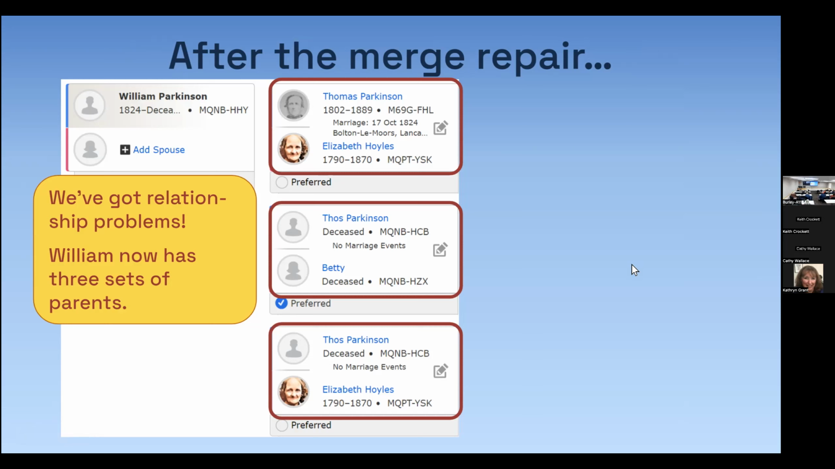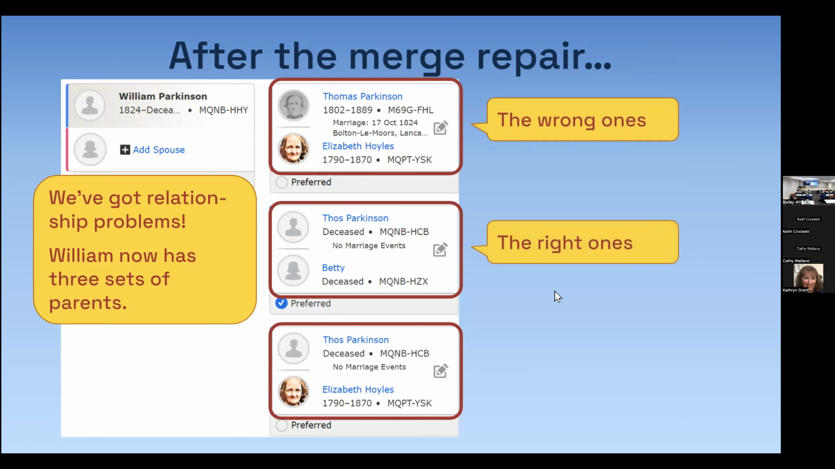So what are we looking at here? Well, the top set of parents are the wrong ones. They're the Bolton parents. They're absolutely not this William's parents, so they shouldn't even be there. The second ones are the right ones. They're the ones we just restored. But what's this little wonky thing down here? Well, because of the bad merge, we've got the right dad, notice HCB, HCB, but we've got the wrong mom. We've got YSK, this other Elizabeth Hoyles who really married this guy and did not marry this guy. So we've got to clean this all up.